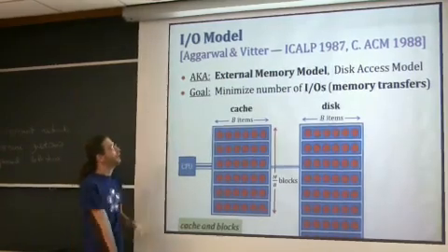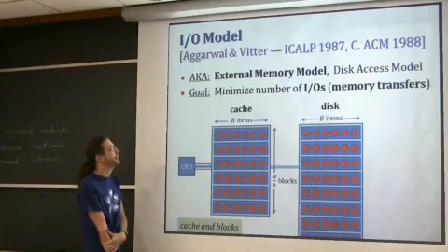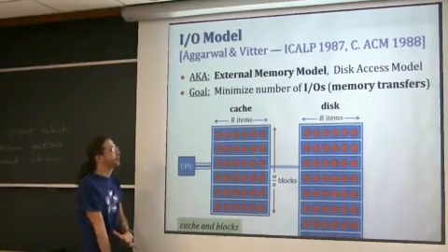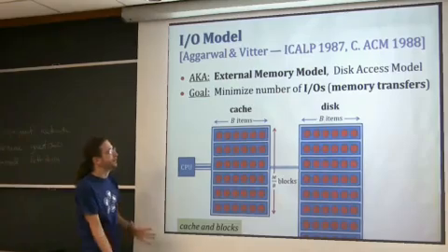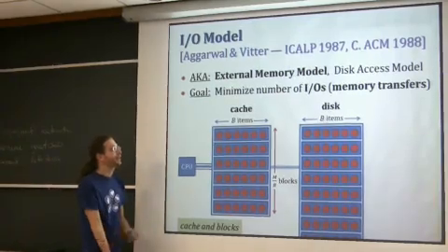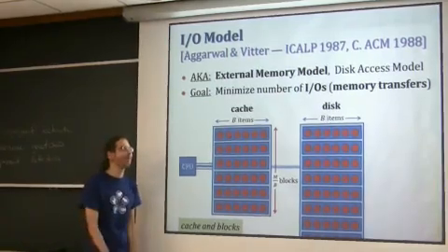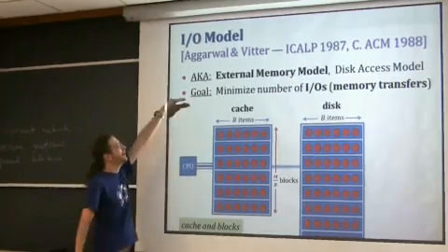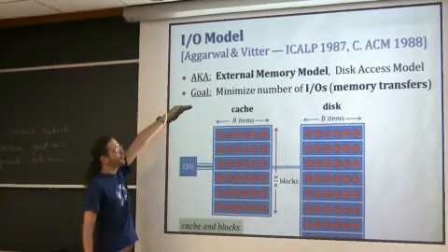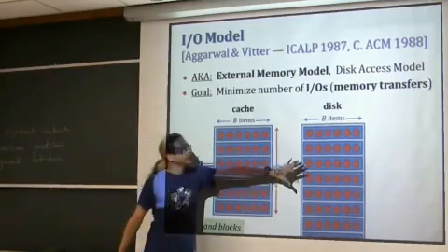It has many names. IO model is the original, I guess. External memory model is what I usually use, and a bunch of people here use. Disk access model has the nice advantage that you can call it the DAM model. And again, our goal is to minimize the number of IOs. It's just a fusion of the two models.